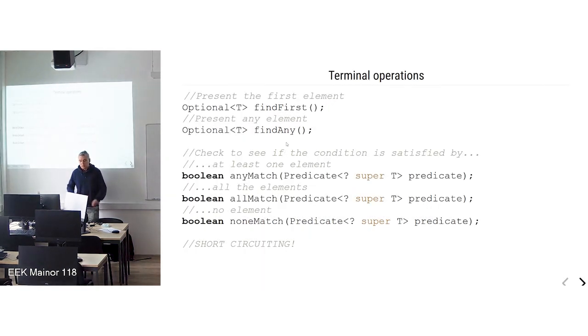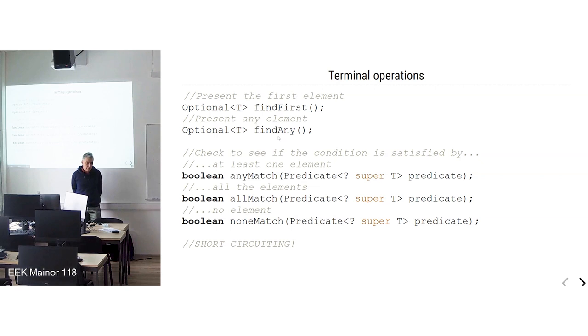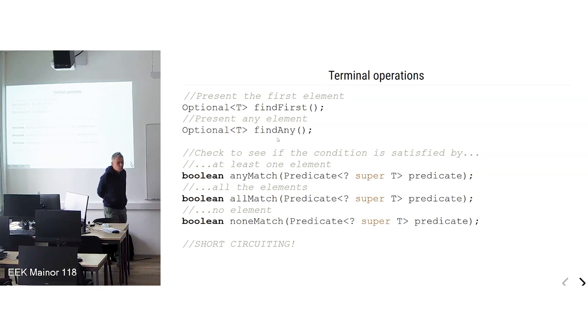So my suggestion for you is when you literally need any element of the stream, use find any. Even if you are writing a single-threaded application, still please use find any. It will make no difference with find first, but if later somebody wants to convert your application to parallel, to multi-threaded, it will be way easier to do this if you are using this one, not this one.